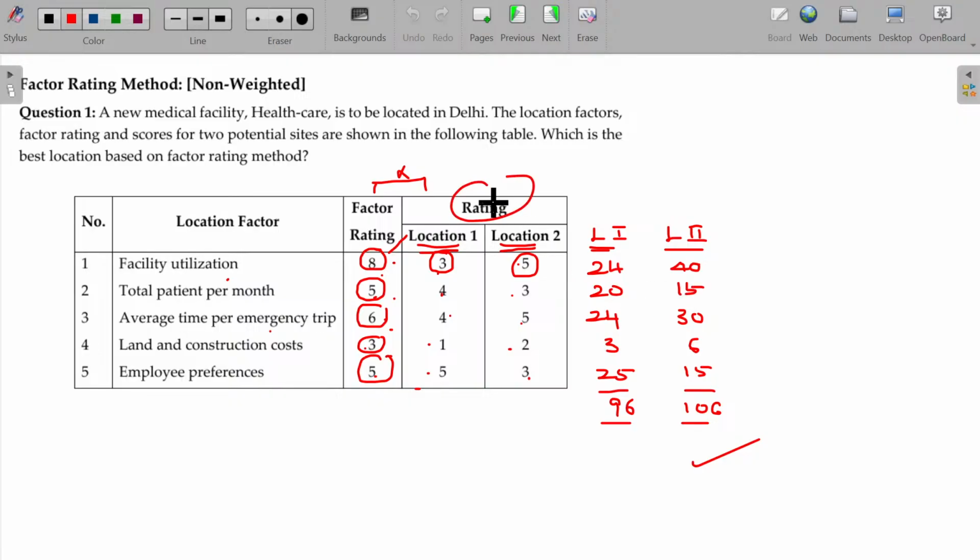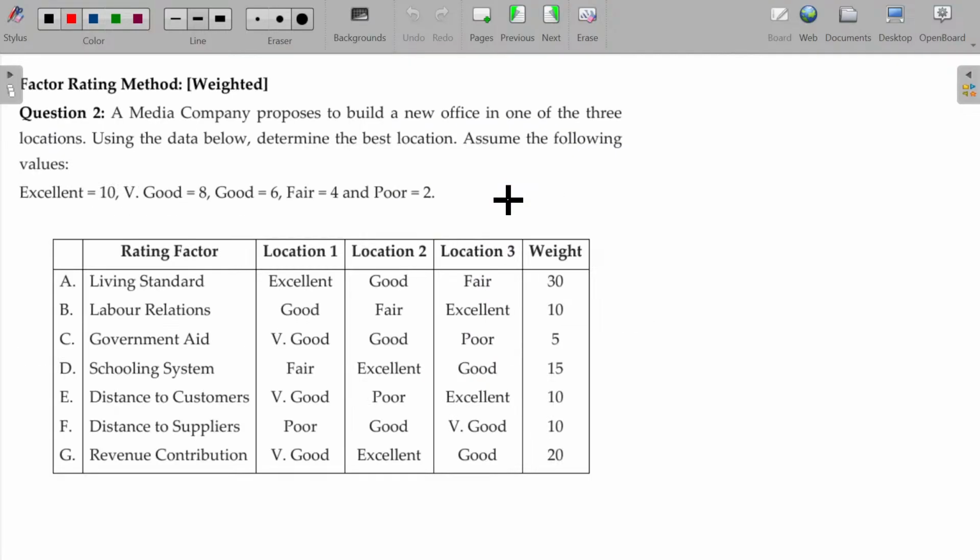Instead of using the rates absolutely, we may sometimes use the weights also. That's the second one: factor rating method, where I am going to use the weight. A media company proposes to build a new office in one of the 3 locations. So they have chosen 3 locations. Using the data below, determine the best location. Assume the following values. So location 1.